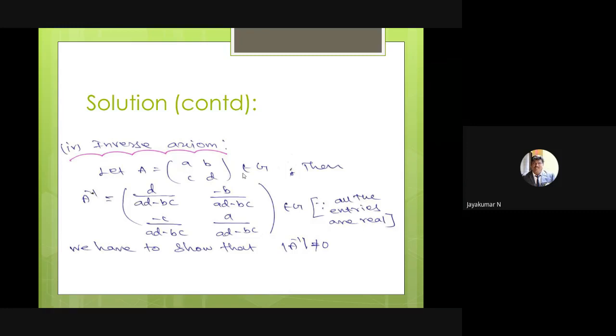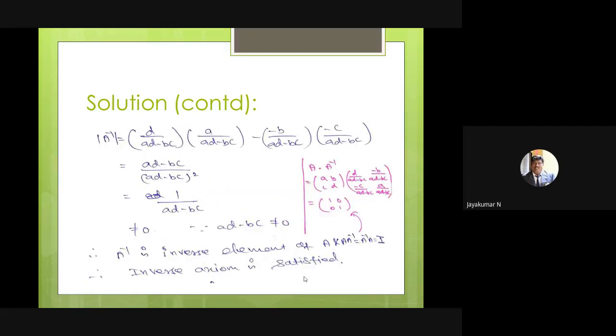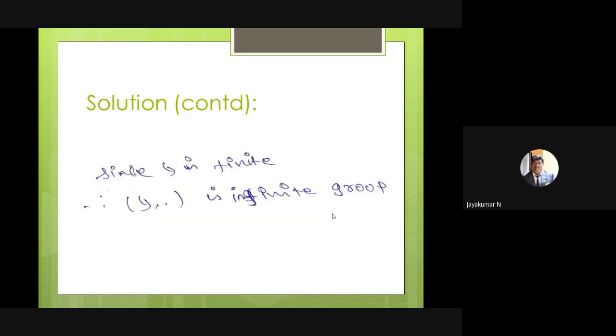Inverse axiom, I write directly. You can also write directly by using A inverse equals 1 by determinant of A times adjoint of A. I directly write it because there is no need to derive it here. A simple thing, so this is not an important problem, I just showed one problem from the matrix point of view. That's all. Here you have to show that A inverse is non-zero. I explain clearly here, just refer to it. Therefore, G comma star is an infinite group.